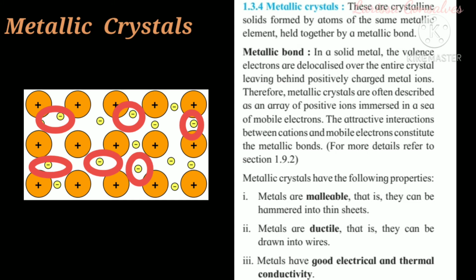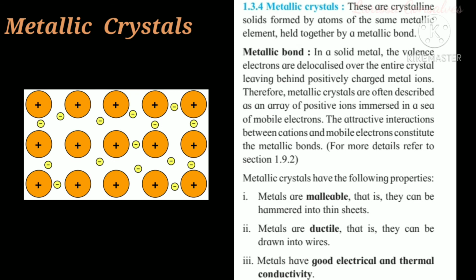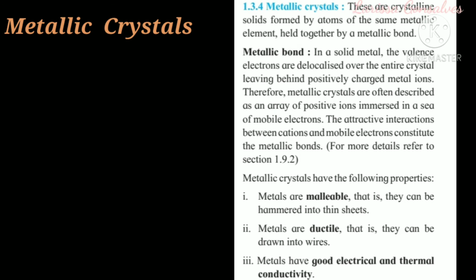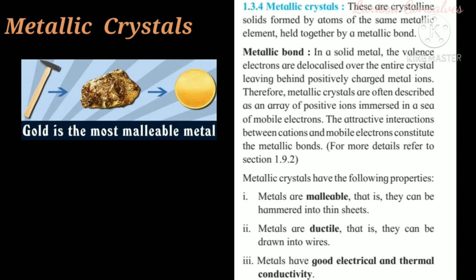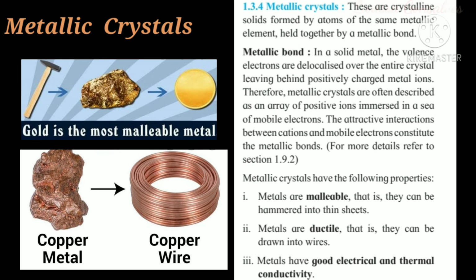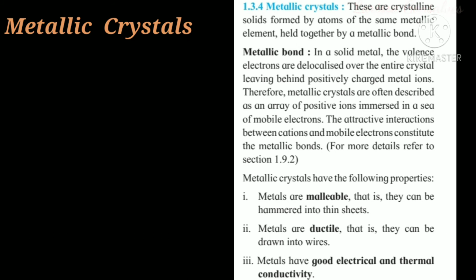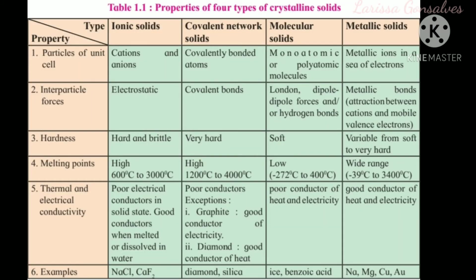And this is the reason that metal crystals are often described as an array of positive ions immersed in a sea of mobile electrons. The attractive interactions which are present between cations, that is the positive metal ions, and the mobile electrons, which are negative in nature, form the metallic bonds. Metals are malleable, that means they can be hammered into thin sheets. Then metals are ductile, means we can convert them into wires, and they are good conductors of heat and electricity. Thermal means heat.